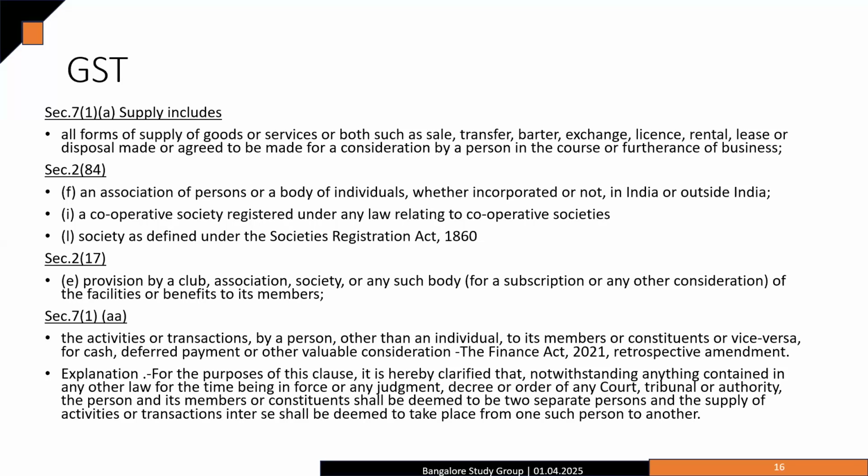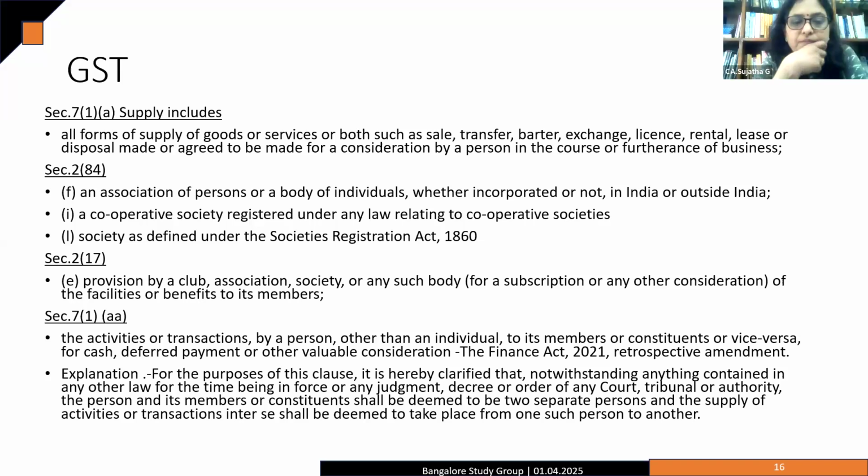Now, what has happened when they have brought this amendment? They are admitting that, okay, this was missing. This was not a part of the statute, and the supplies between the association and the members were not taxable, and they are bringing in this amendment. So when they are doing this, all these compliances, registration requirements and taxability with effect from 1st July 2017 will come into place.